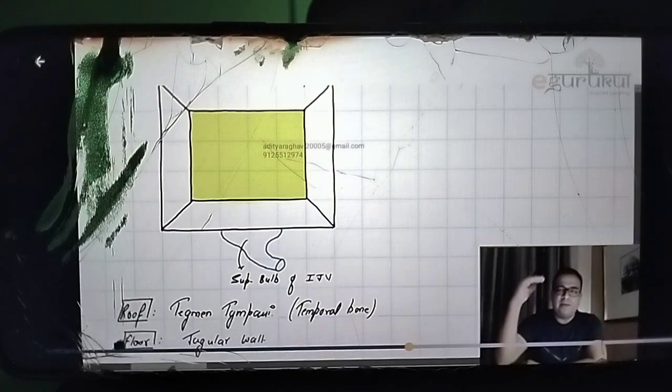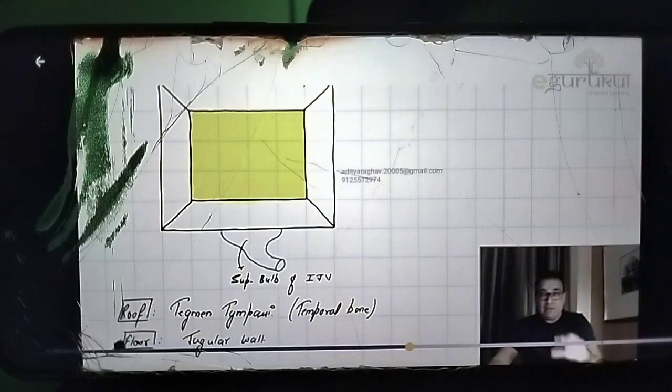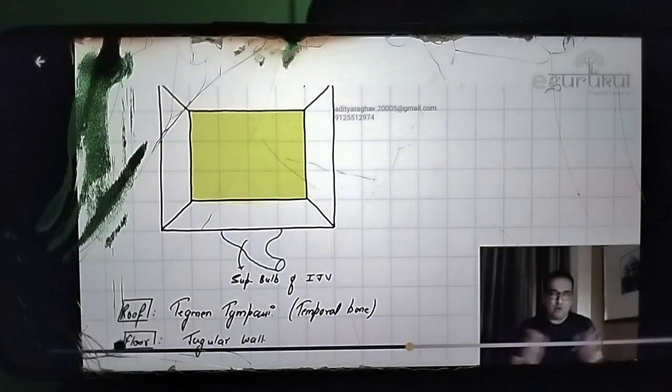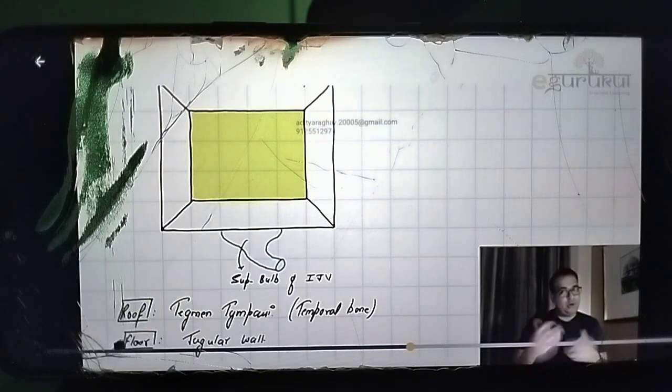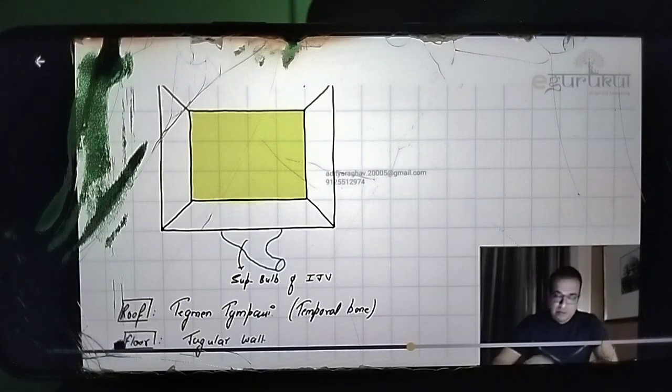Roof and the floor. Roof is by tegmen tympani, and floor is by the jugular wall. When I show you the real-time picture, you will be able to understand everything in here. I want you to first memorize a little bit what structures are present in which wall. Then we will look into the atlas images, and your understanding will definitely improve about how these structures are placed.